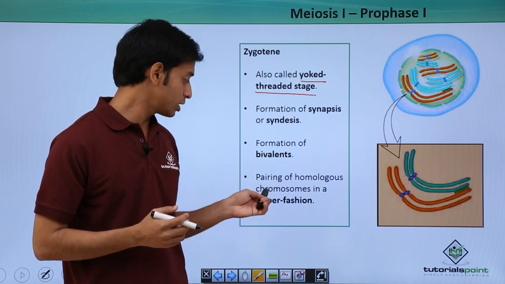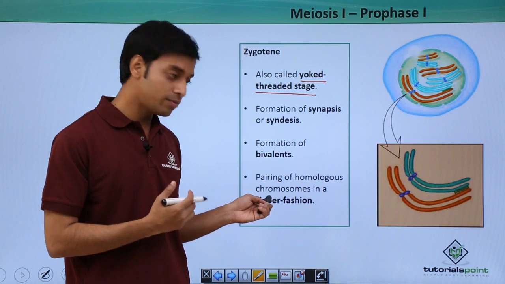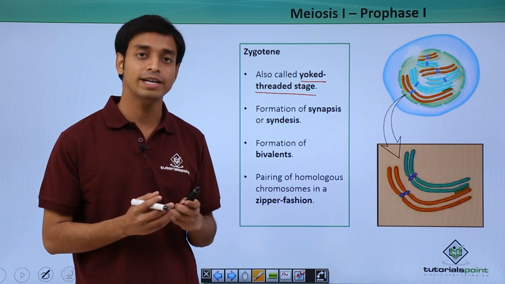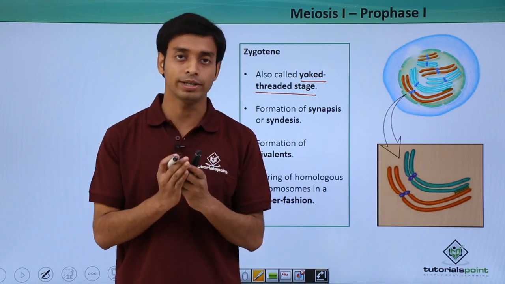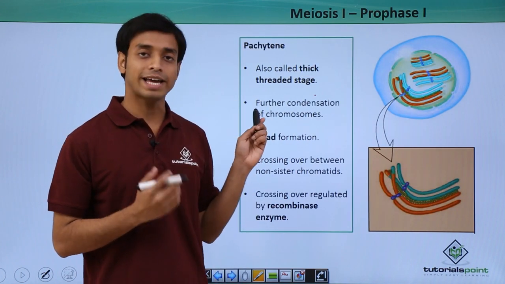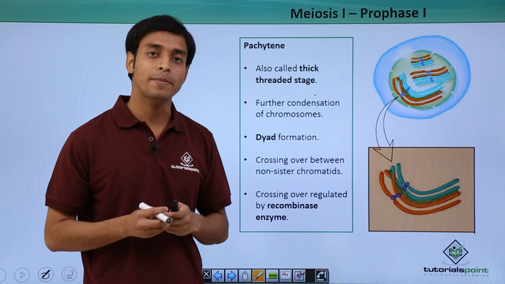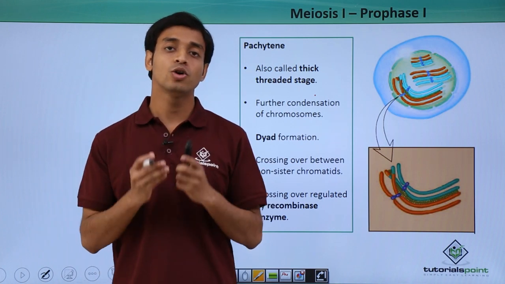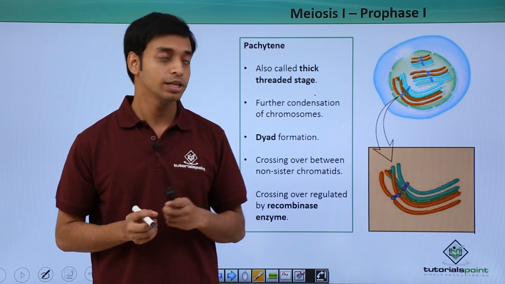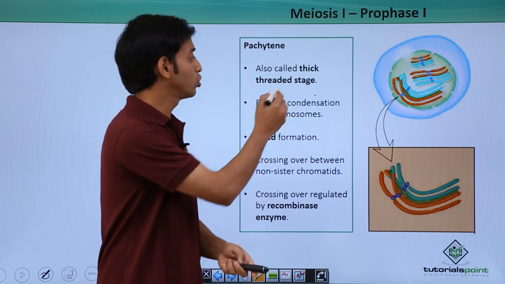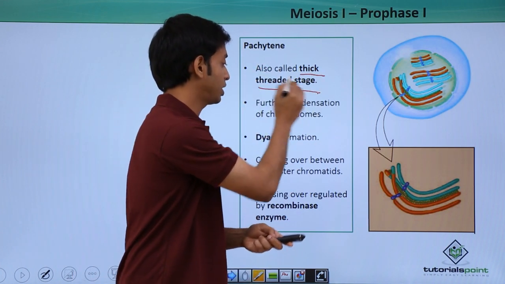The pairing of homologous chromosomes appears in a zipper fashion, right? So in a zipper fashion, these homologous chromosomes start pairing up and come together. After the phase of zygotene, the phase which comes is known as the pachytene. This is a very important phase, one of the most important phases in the whole process of meiosis. The pachytene stage is also known as the thick threaded stage.